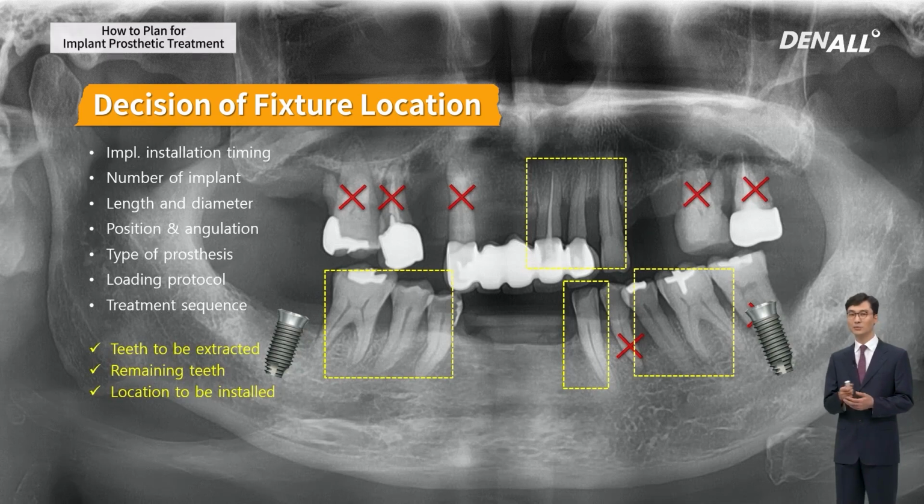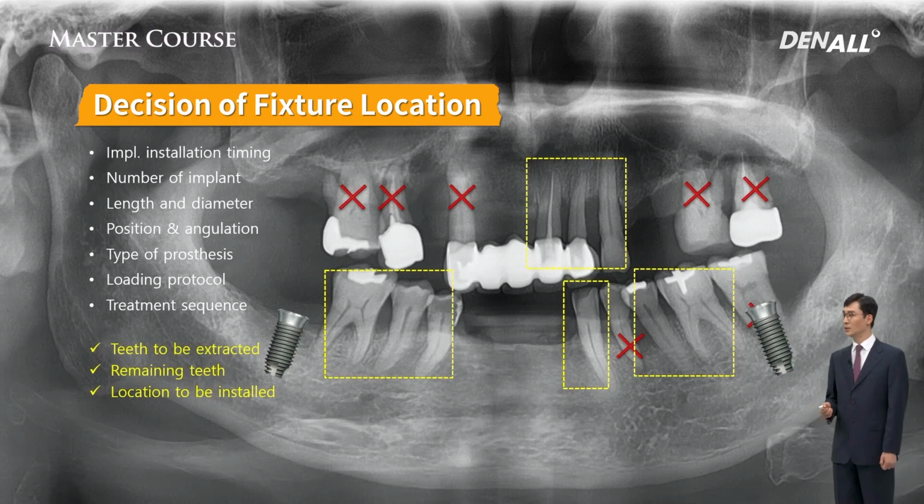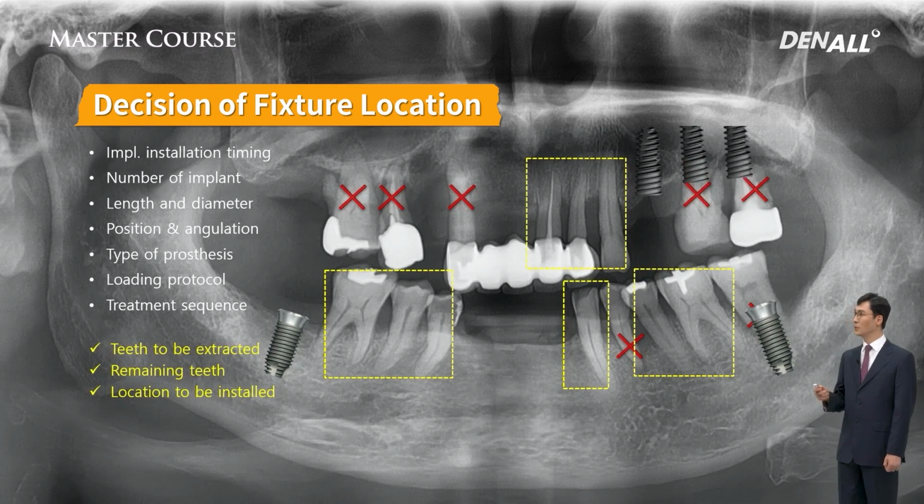In the case of lower, I decided to place implants in number 37 and 47. In the case of lower anterior, due to multiple reasons, I decided to use a fixed prosthesis. I decided to do extraction in the upper left, and because the interarch distance was not sufficient, I placed 3 implants in number 4, 5, and 6.